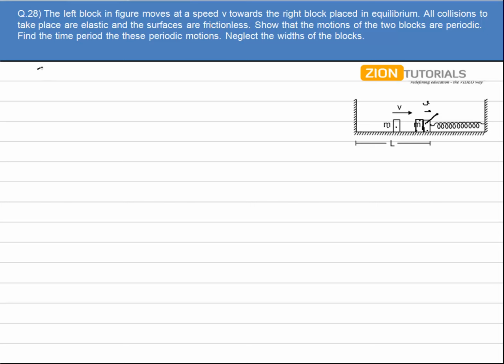So the total time period of the whole process will be equal to the time taken by the blocks. Let's say this is my block 1, this is my block 2. The time taken by block 1 to complete its half of the cycle, that is compressing the spring and coming back to its original position, let it be t1. And the second time is the time taken by block 2 to travel a distance l and again travel a distance l to come back to this position.